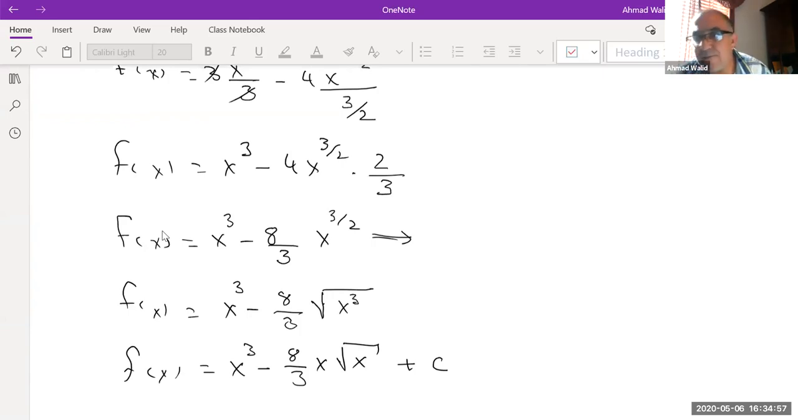Just one formula. X to the power of n plus 1 over n plus 1. That's your formula. That's it. Any question?